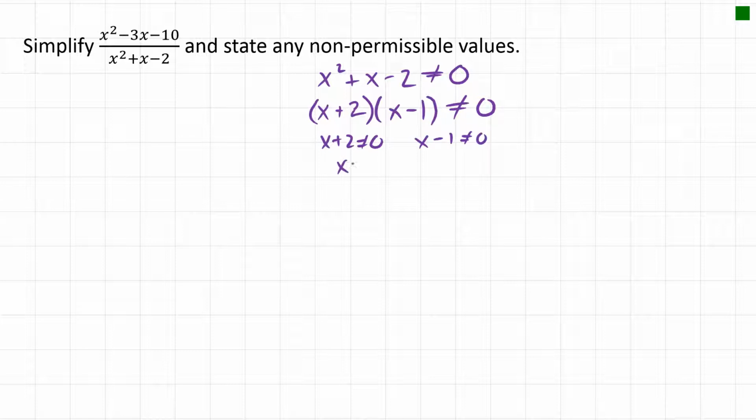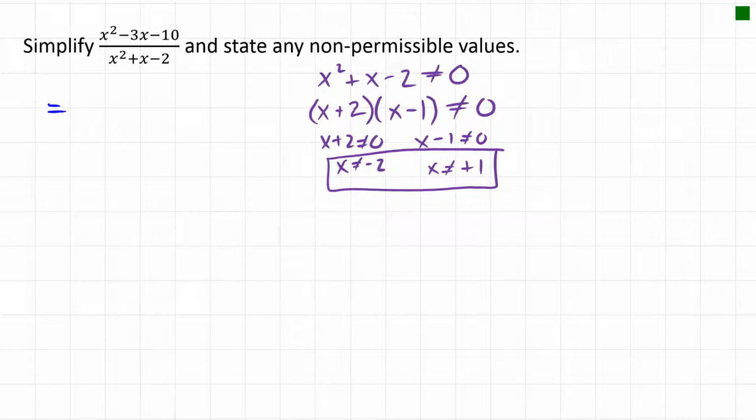And rearrange those, x is not allowed to be equal to negative 2, and x is not allowed to be equal to plus 1. And now I'm done that part of the question, right? I haven't simplified the polynomial, but I have stated my non-permissible value, so at least I've done that much.